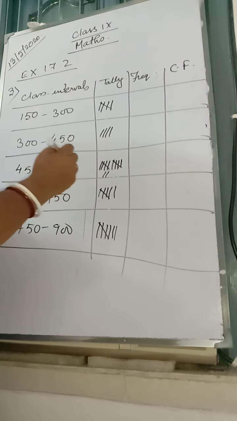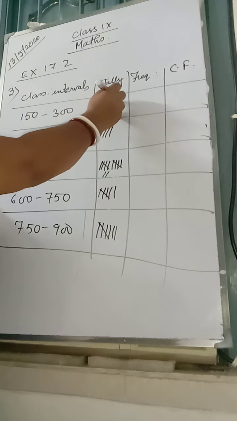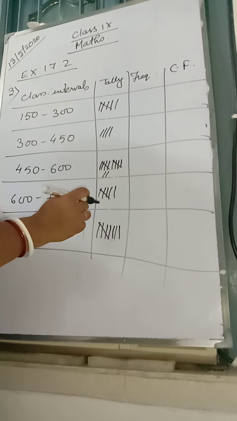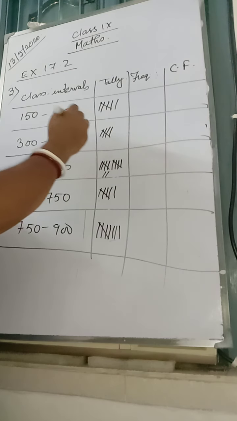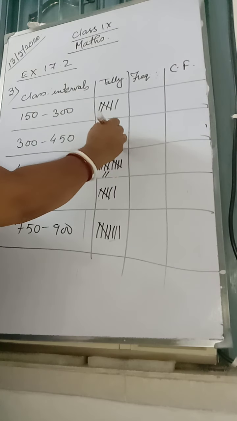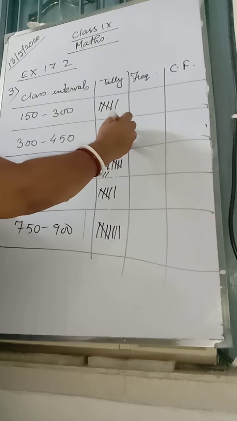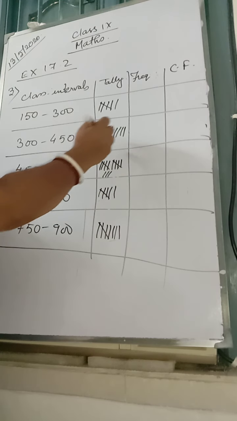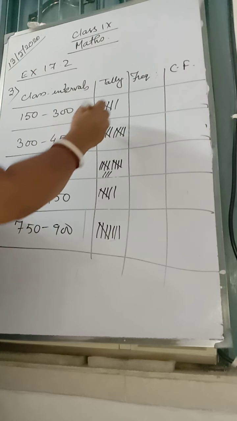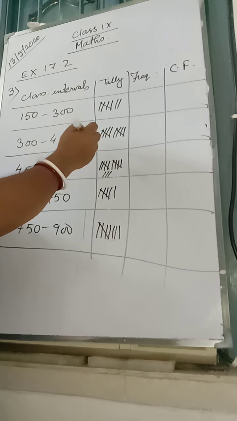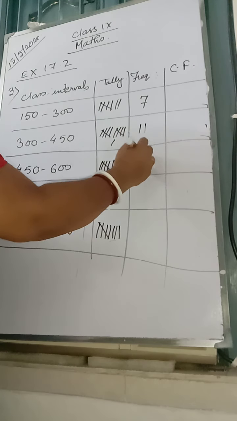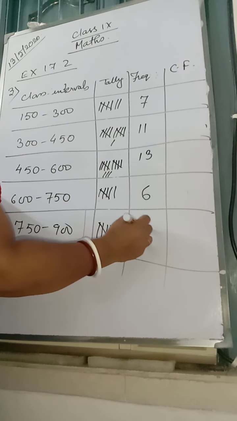454 here, 247, 819, 412, 326, 445, 311, 321, 545, 344, 266, 351. So this gives you 7, this is 11, this is 13, this is 6, and this is 8.